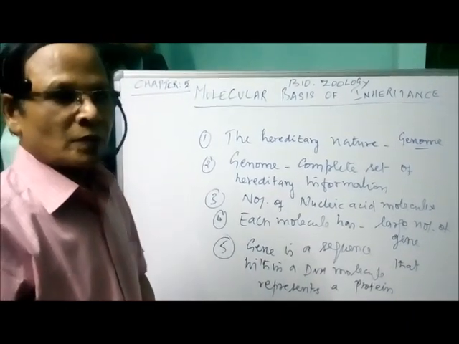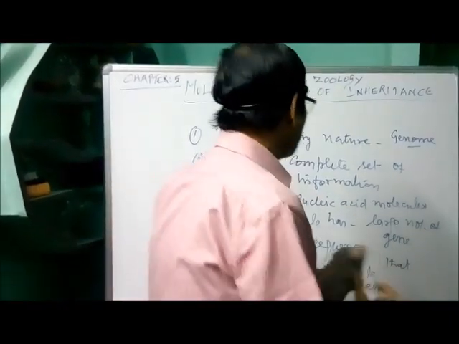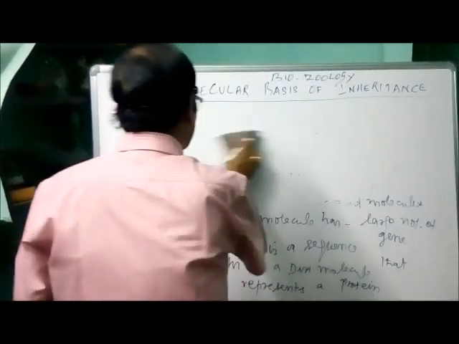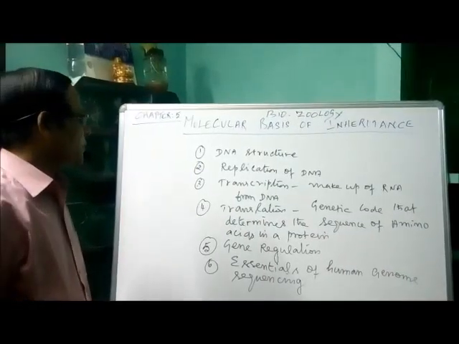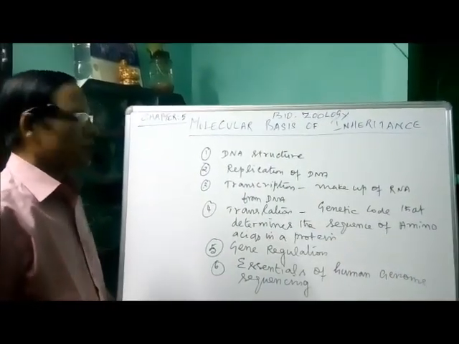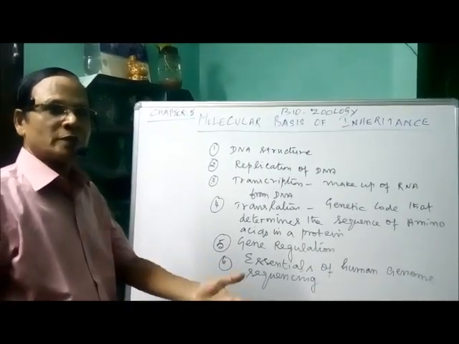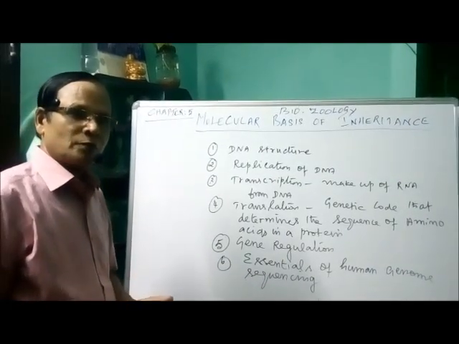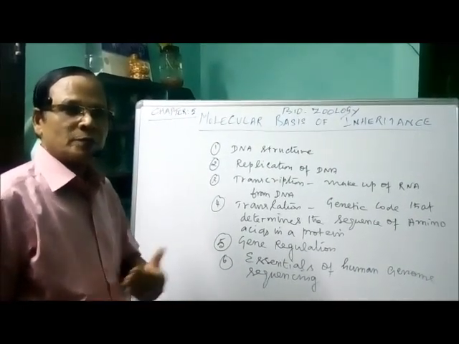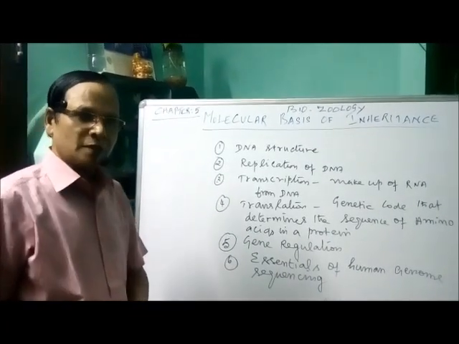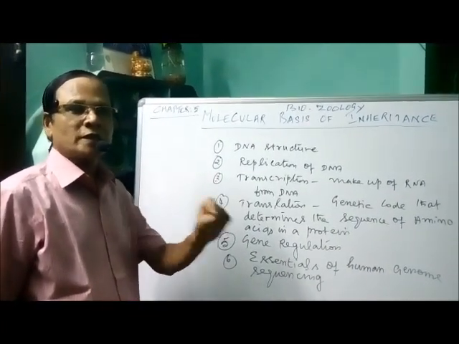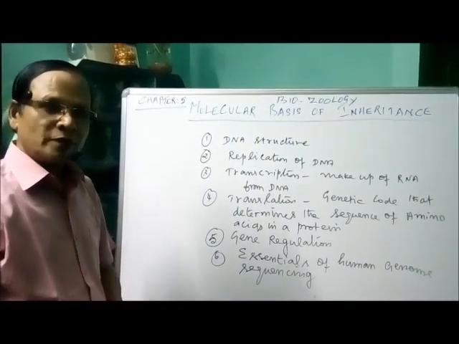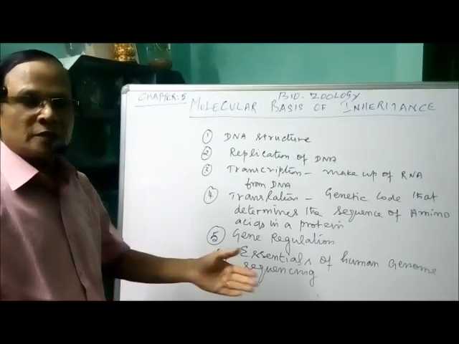Now in this lesson, we are going to study the following topics. Number 1, DNA structure. Number 2, the replication of DNA to produce copies of DNA. Then the third process, transcription, the process of making RNA from DNA, that is nothing but copying of DNA into mRNA. We'll talk about that. Now the next process, translation. For every amino acid there is a code. There is a genetic code.